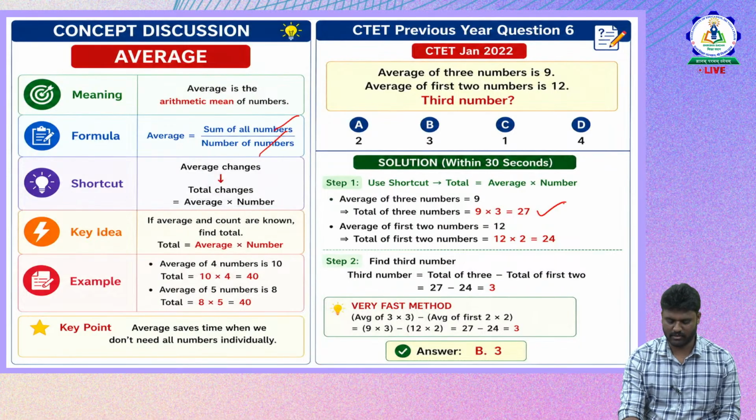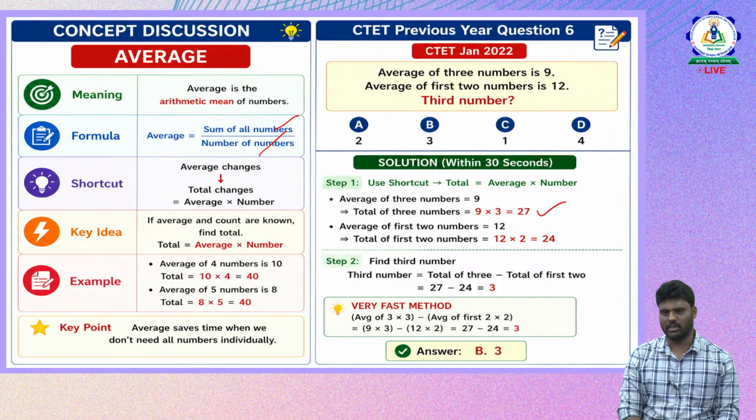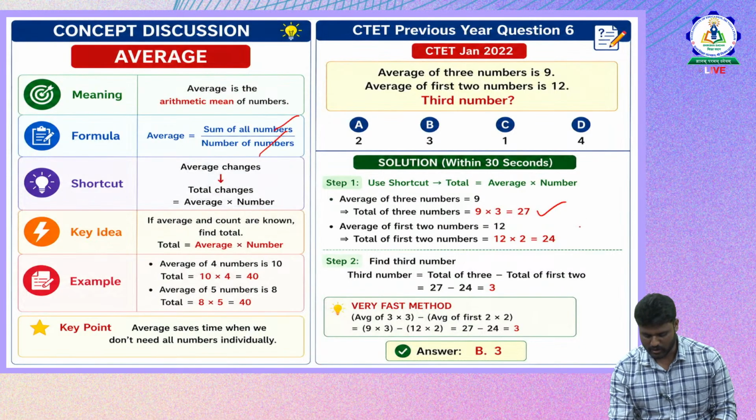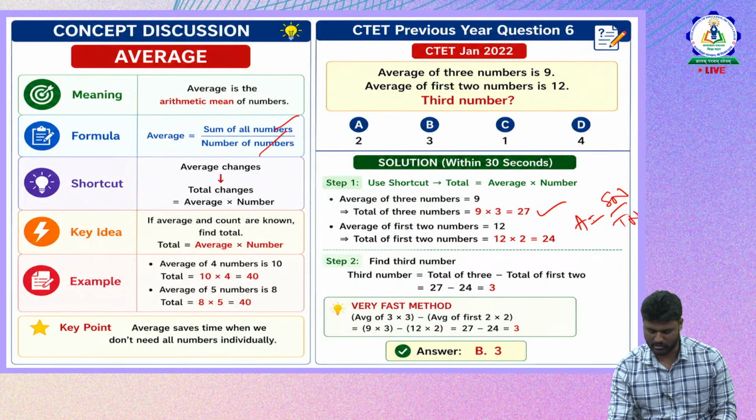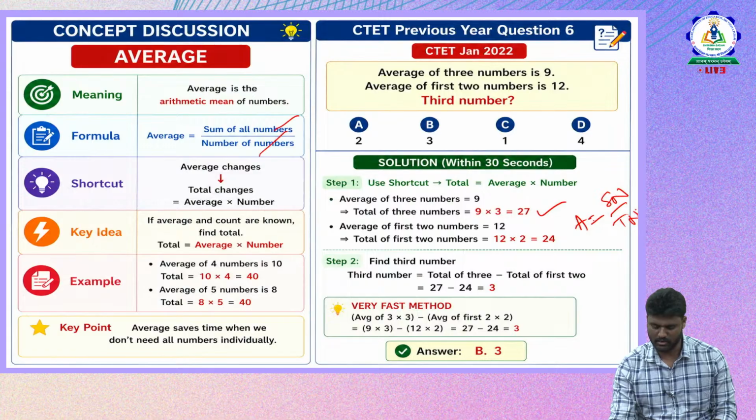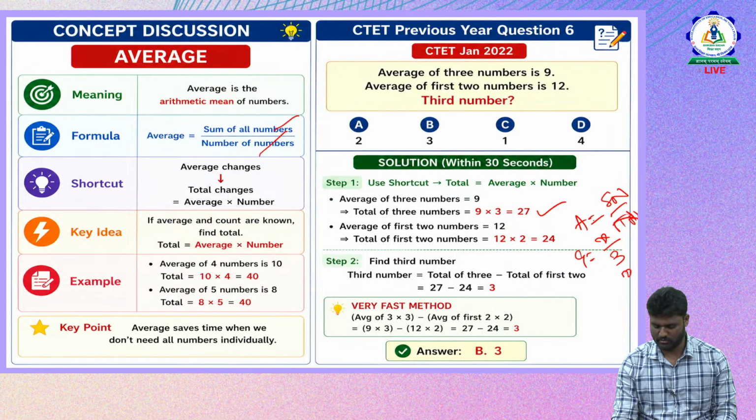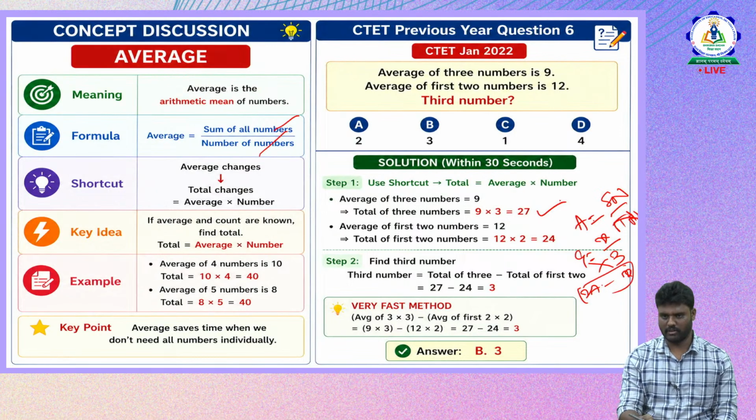Similarly, for the average of the first two numbers, which is 12: average is equal to sum of numbers divided by total number of numbers. Here the average is given. For the three numbers, the average is 9 and the total count is 3. When you multiply 9 into 3, we get 27. Directly we can also do it like this.